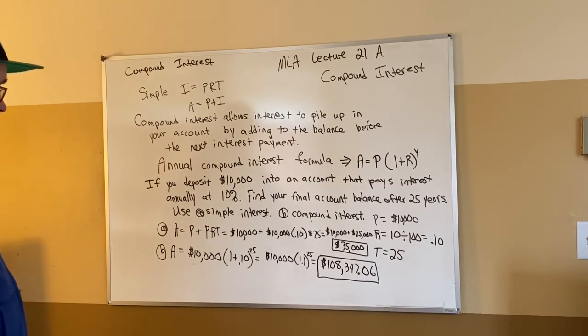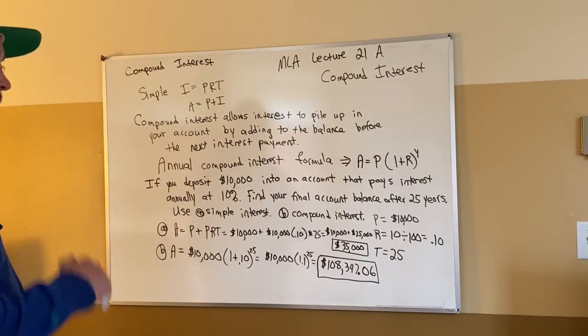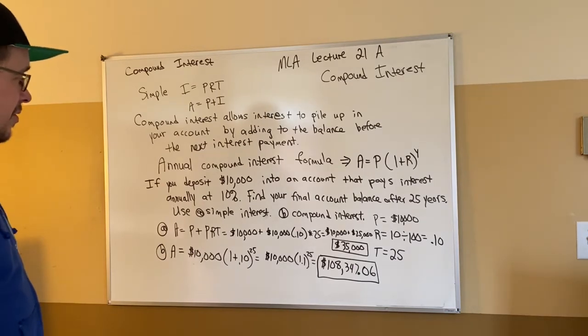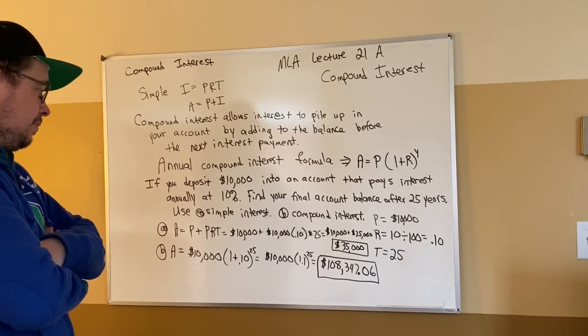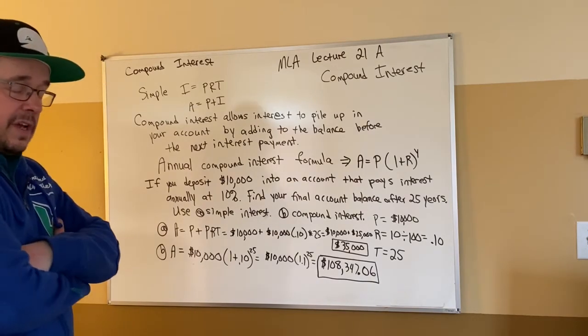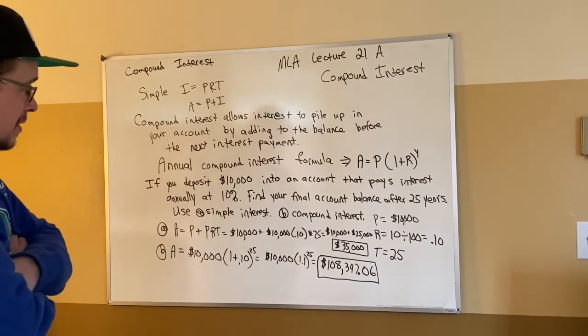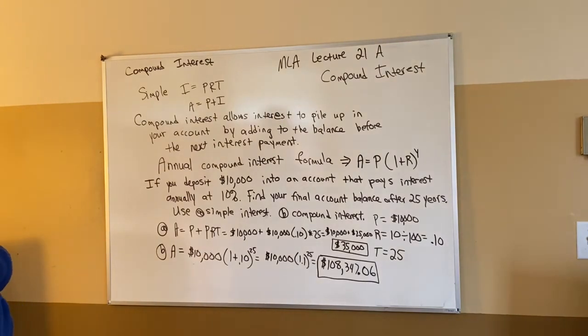Compounding took the money and rolled it back in to allow you to build interest on your interest, and that returned you over $108,000. So more than 3 times as much. And that's the power of compounding.